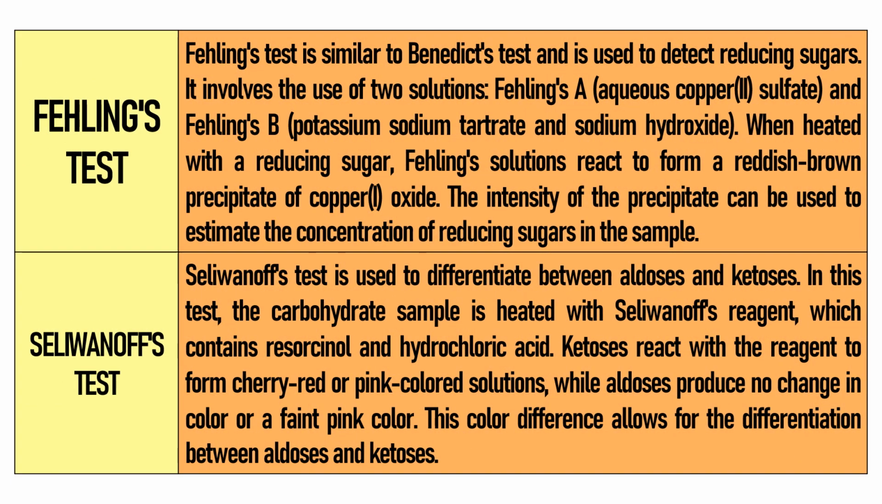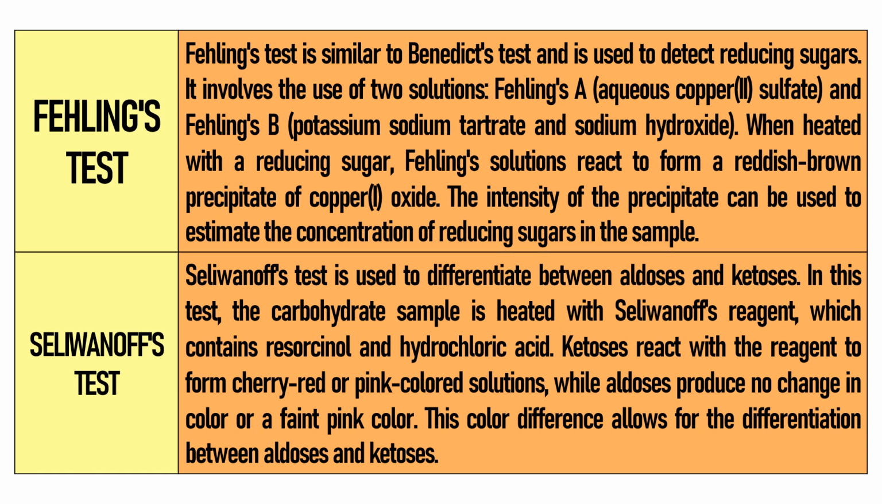Fehling's test is similar to Benedict's test and is used to detect reducing sugars. It involves the use of two solutions, Fehling's A and Fehling's B. When heated with a reducing sugar, Fehling's solutions react to form a reddish-brown precipitate of copper oxide. The intensity of the precipitate can be used to estimate the concentration of reducing sugars in the sample.